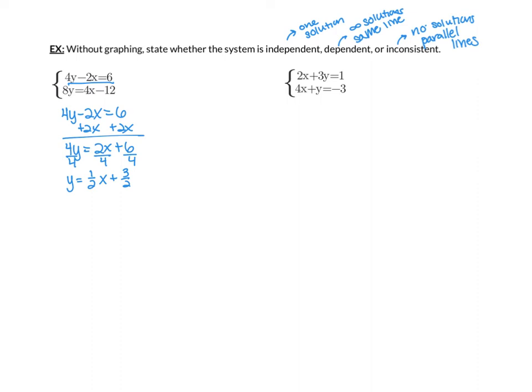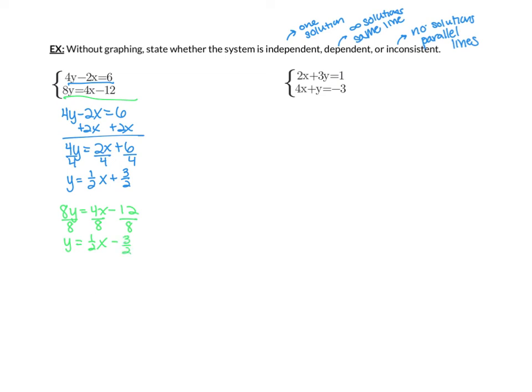Now, if it's going to be inconsistent, it's going to have the exact same slope, but if it's going to be dependent, then it's going to have the exact same slope and y-intercept. So let's see what happens here. Let's try this next one. Let's do it in green. So if we solve 8y equals 4x minus 12, and I divide by 8, I'm going to get y equals 1/2 x minus 3/2.